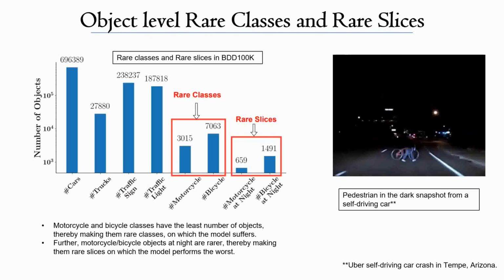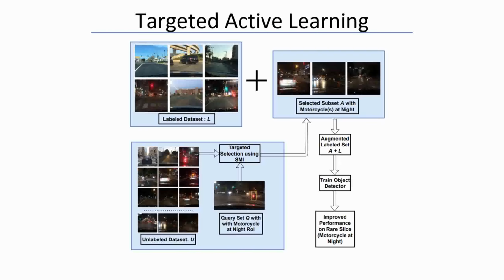Object detection datasets contain a natural imbalance at the class level or at an attribute level. For instance, in the Berkeley Deep Drive dataset, motorcycle and bicycle classes have the least number of objects, thereby making them rare classes on which models perform poorly. Moreover, motorcycle and bicycle objects at night are even rarer, thereby making them rare slices on which models perform even worse. As a solution, we propose targeted active learning.